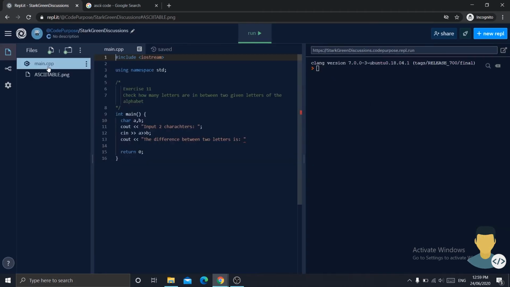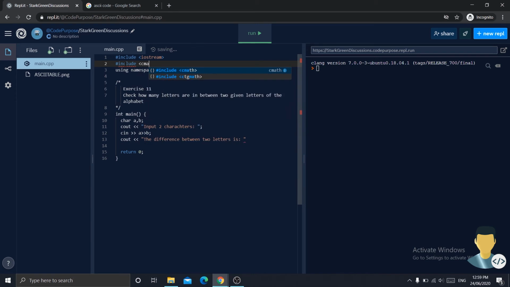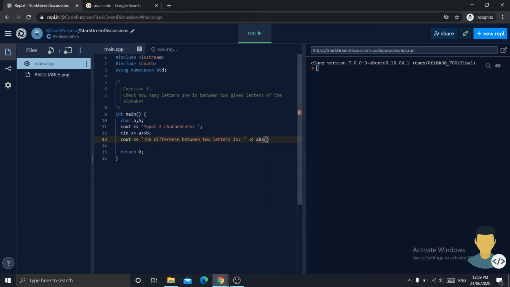Now, let's start. First, let's input our library. And just type abs of A minus B, minus 1. Now let's try it and give it some examples.